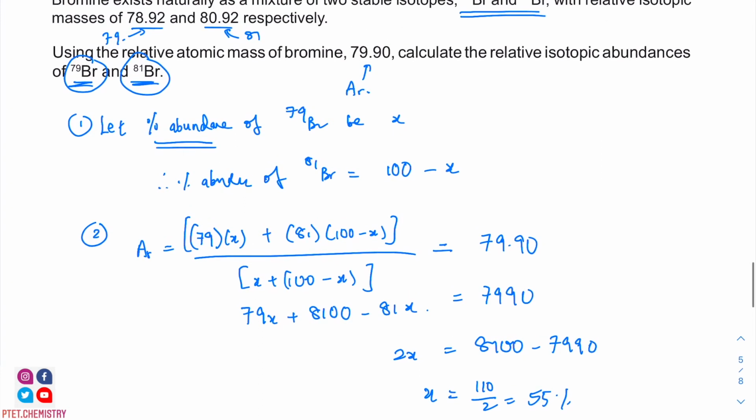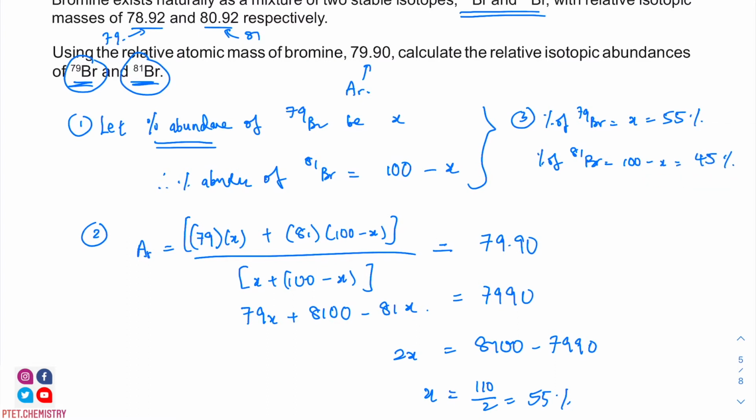Okay, but be careful, you haven't done this yet, and that is what they want. Okay, percentage of 79 bromine is equal to X is equal to 55%. Percentage of 81 bromine equal to 100 minus X equal to 45%. There you go. All right.